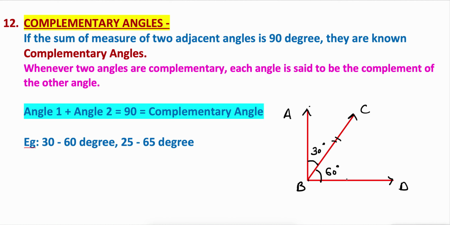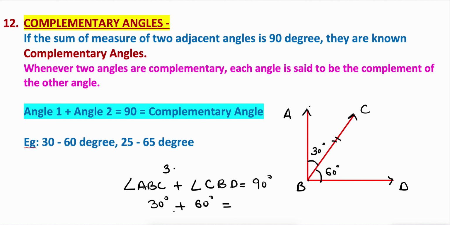So if the sum of the two adjacent angles is 90 degree, they are complementary angles. So here angle ABC plus angle CBD is equal to 90 degree. Angle ABC is 30 degree and angle CBD is 60 degree, and the sum of these two angles is 90 degree. Hence we can say that these two angles are complementary angles. So angle 1 plus angle 2 is equal to 90 degree. If angle 1 plus angle 2 is equal to 90 degree, then they are called complementary angles.